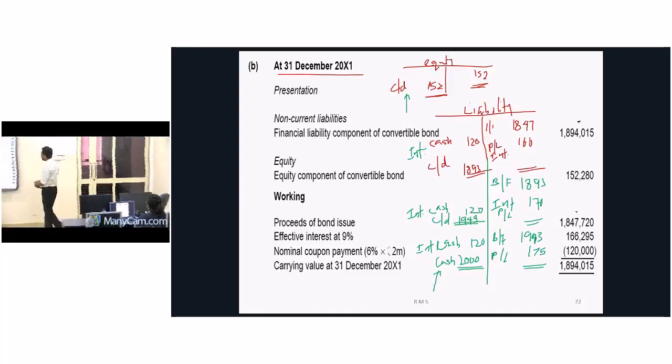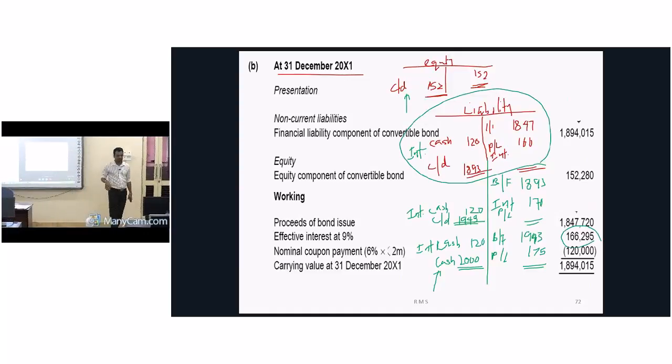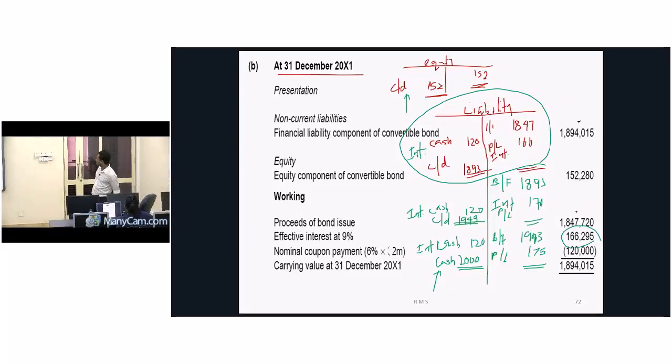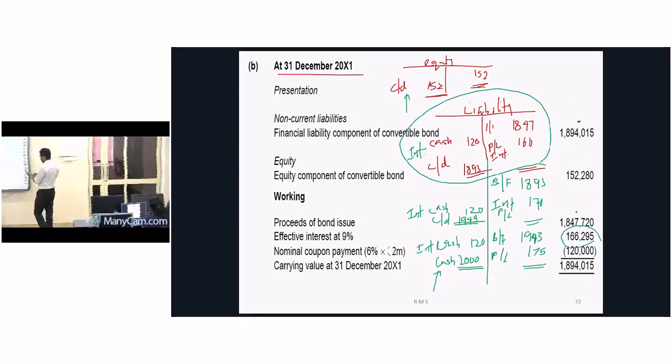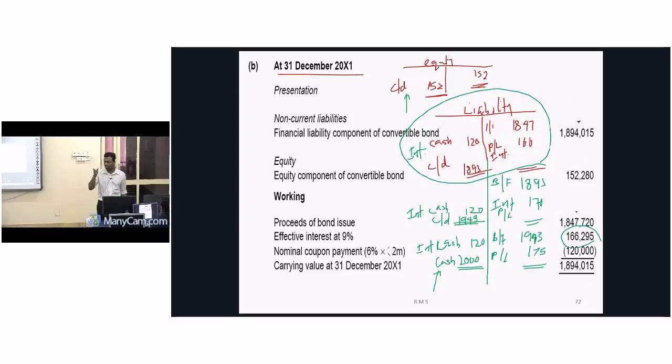Got it? Then what is the interest for the first year? The first year liability is 1,847,000, which came from the cash flows. Interest: 1,847 into 6% is around 110. But what is our effective interest rate? Not 6%. We need to take the market rate.